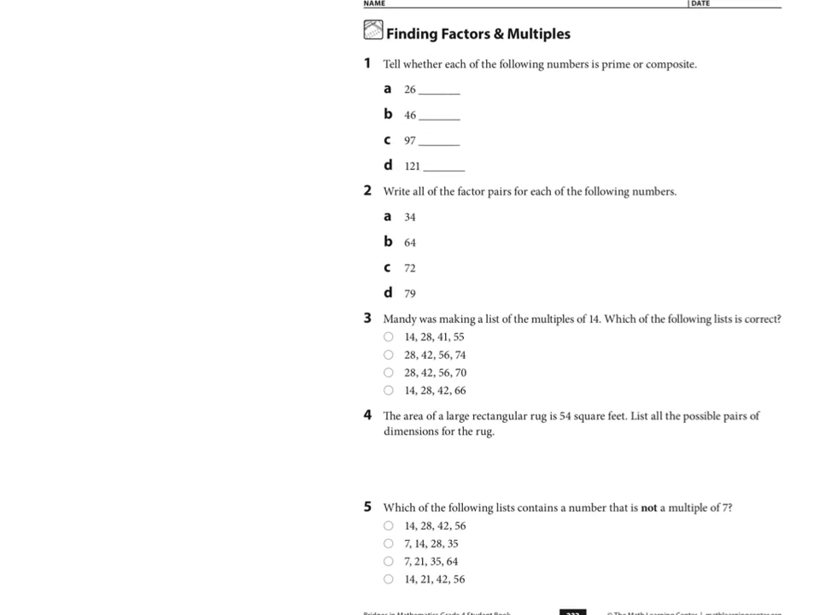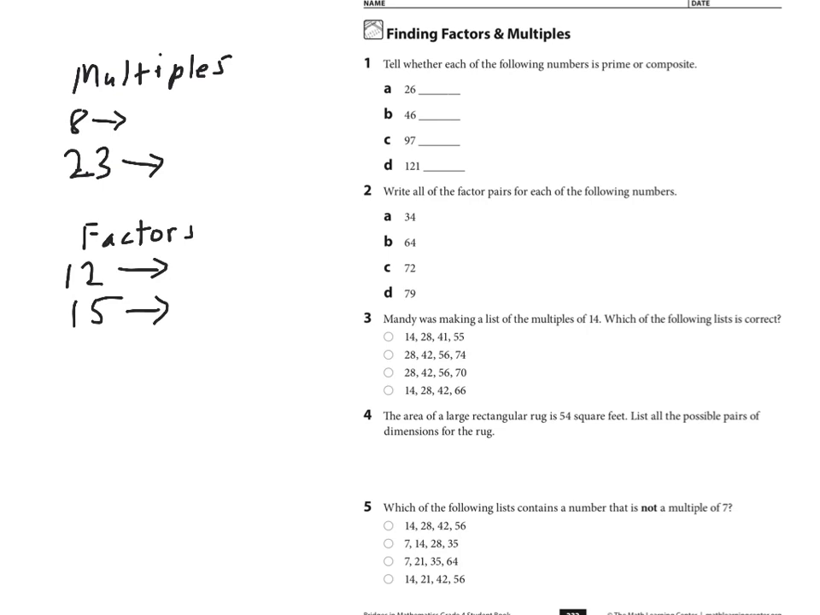So let's start by reviewing multiples. Multiples are what you get when you multiply a number by anything. So multiples of 8 would be 8, 16, 24, anything 8 times whatever. So 80, 800, those are all multiples of 8. Multiples of 23, you'd have 23, 46, 230, just keep going. Anything you multiply that number by would be a multiple.